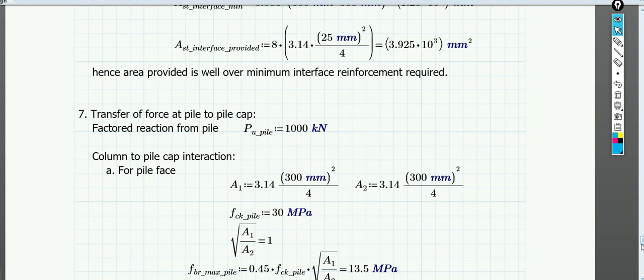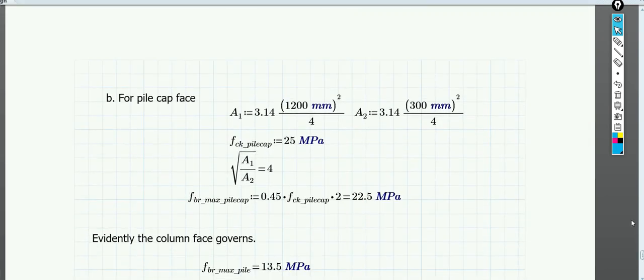Now we will consider the pile and the pile cap. Here you can see that, similarly to the column and pile cap face, A1 will be the support, that is, the support is basically the pile cap here.